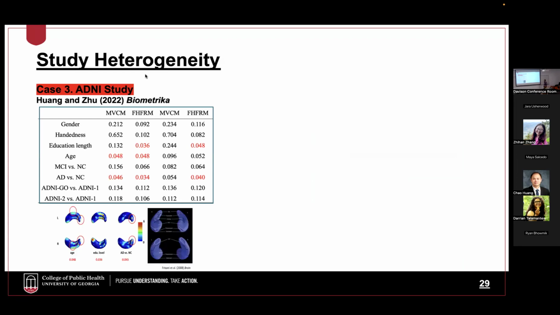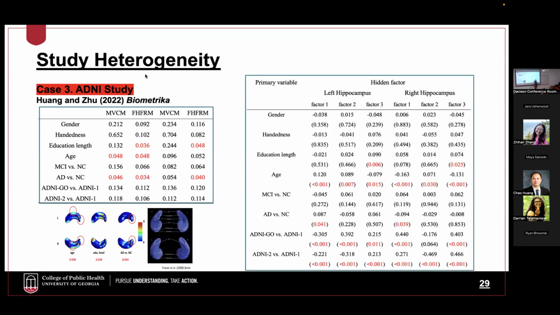And here are the results. By using our methods, you can see that the MVCM here is a traditional method. It didn't take these kinds of unobserved or hidden factors into account in its model. But for our methods, compared to these traditional methods, we can detect additional, more significant associations between these hippocampus-based features and some queries we are interested in. For example, education mass. This one cannot be detected by the previous traditional methods.